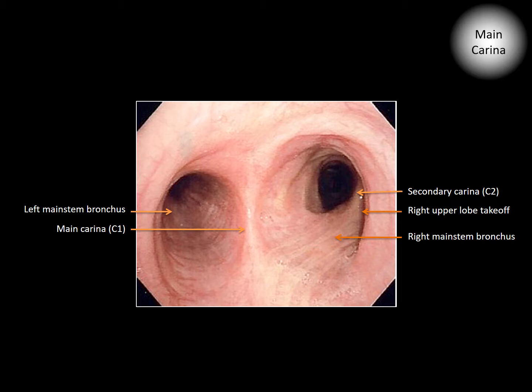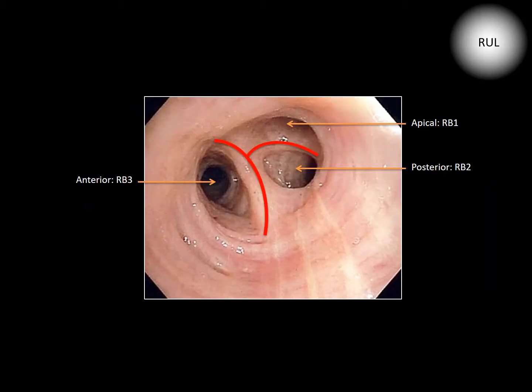The trachea bifurcates into two main bronchi, the right mainstem bronchus and the left mainstem bronchus. The right mainstem bronchus is located between C1 and the secondary carina, or C2. It is shorter, wider and more vertical than the left mainstem bronchus. The right upper lobe takeoff can be seen at 3 o'clock position. This is the right upper lobe view, which generally looks like the Mercedes sign, and divides into 3 segments, the apical segment, or RB1, the posterior segment, or RB2, and the anterior segment, or RB3.